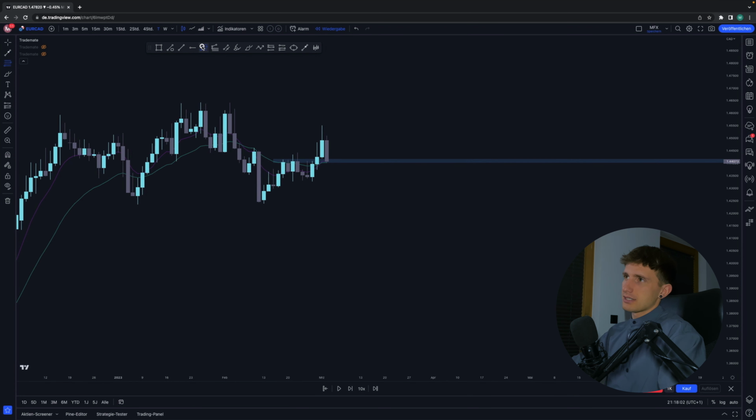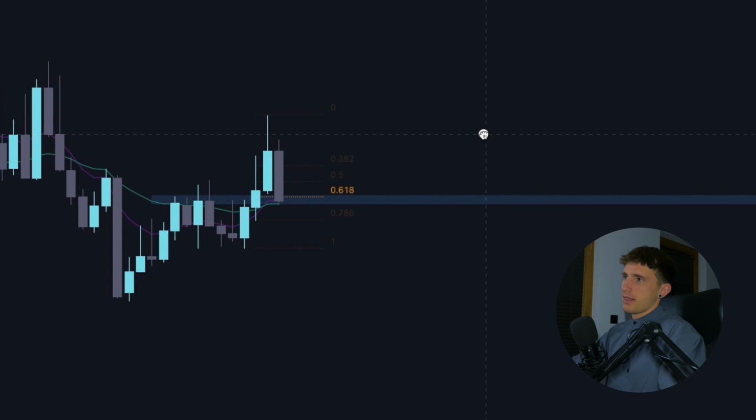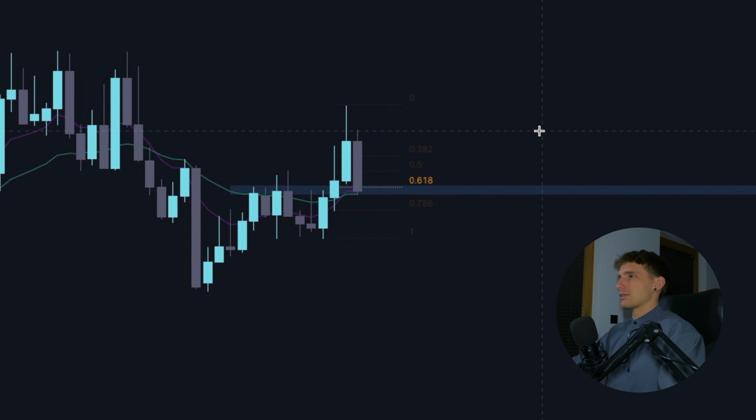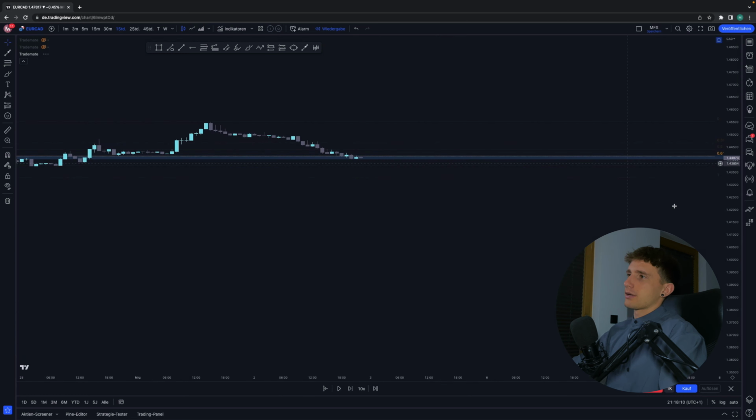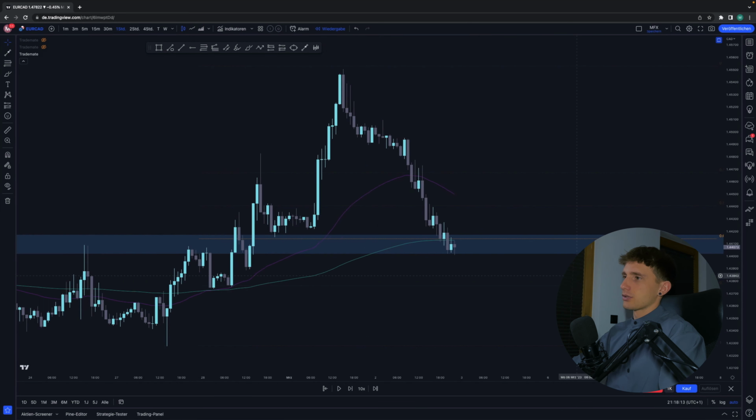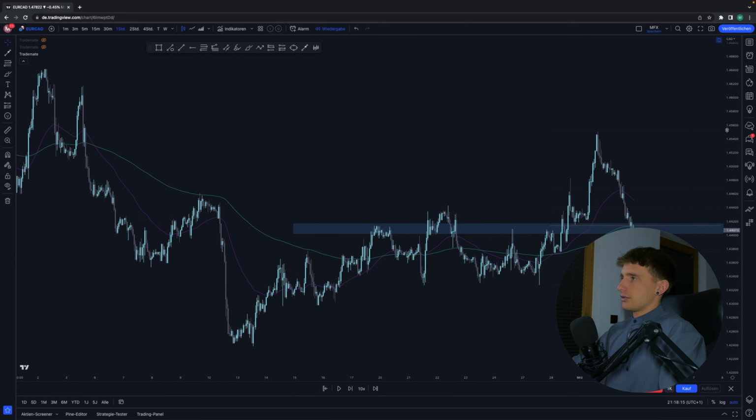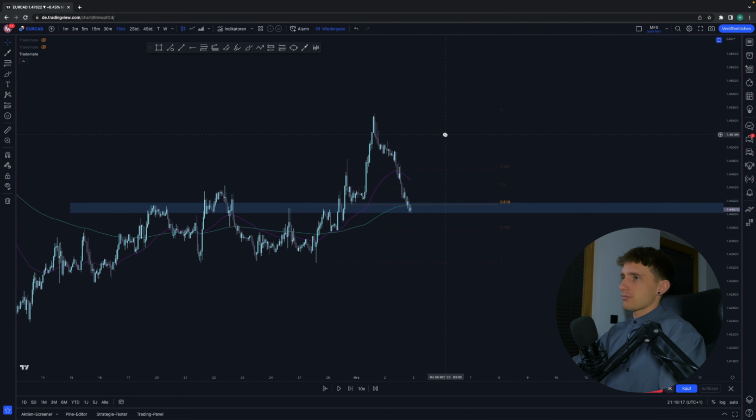Now we can as well do the Fibonacci from the last low to the high right here. We can as well see we have the 618 as well. So let's jump to the 1 hour time frame and let's see what the market gives us right here. So now we can see on the 1 hour time frame that we have multiple tests of the structure point.